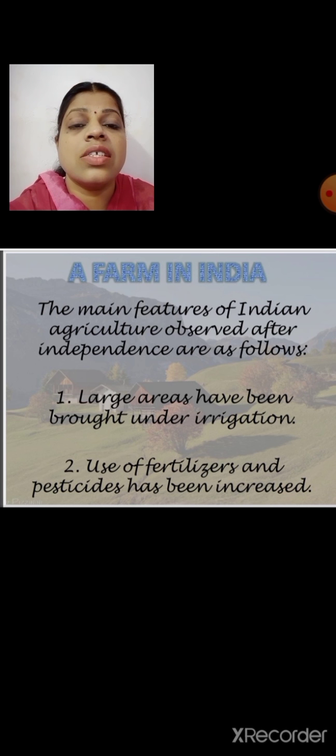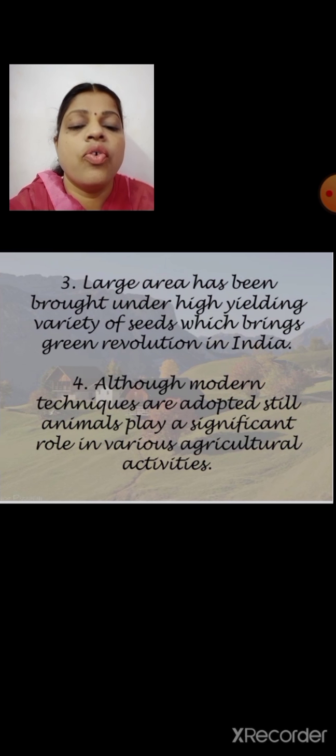The next one is the use of fertilizers and pesticides has increased. That is, we know that manure and organic fertilizers, especially, our country insists on using these organic fertilizers, and pesticides are also required for these crops. So these are the two features.